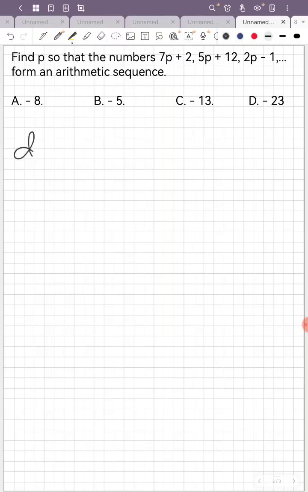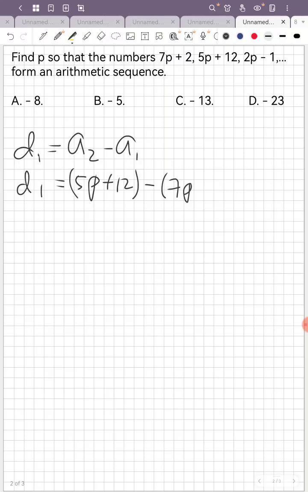So let's call the first difference d sub 1. We can call that one d sub 1. That is equal to a sub 2 minus a sub 1. Then a sub 2 is 5p plus 12, minus a sub 1, which is 7p plus 2. Remember, this is a sub 1, a sub 2, and a sub 3. So d sub 1 is equal to 5p plus 12.